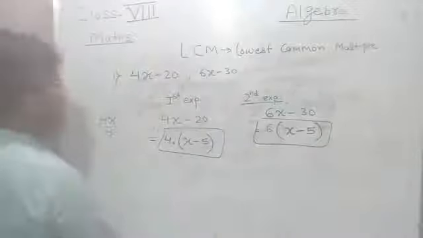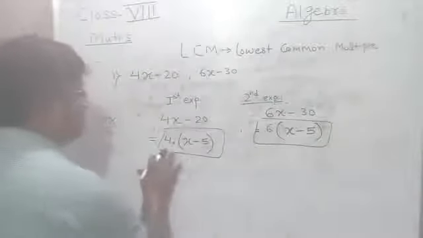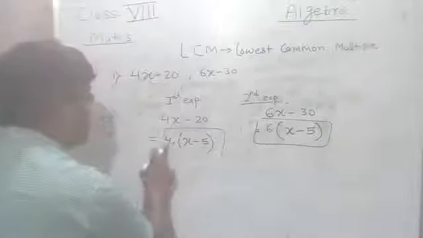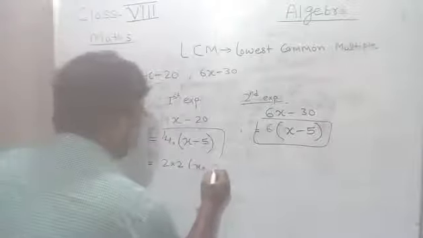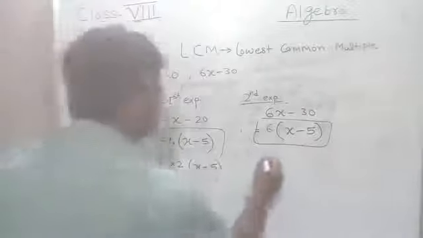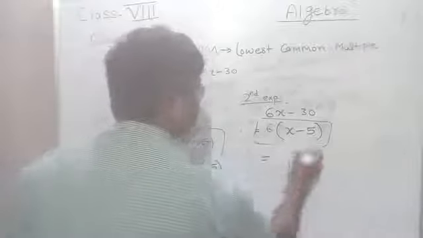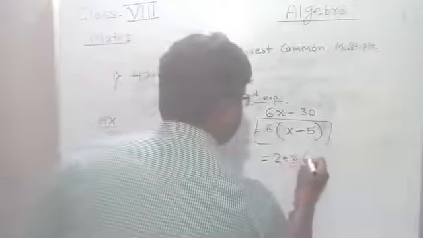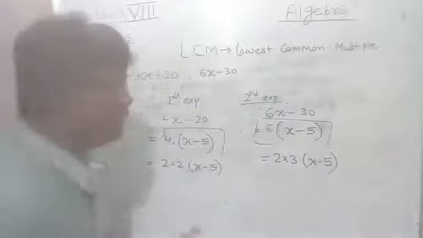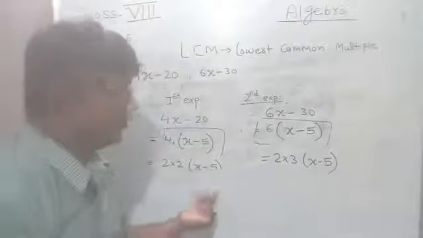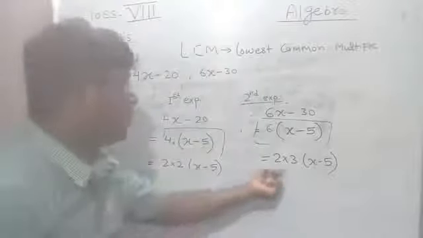Okay, so what more can we do? This 4 that is written here, we can write as 2 into 2, x minus 5. And this 6, what can we write here? 2 into 3, x minus 5. Because while finding the common factor, we will see that 2 is common.